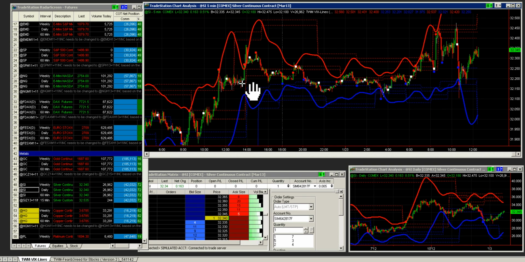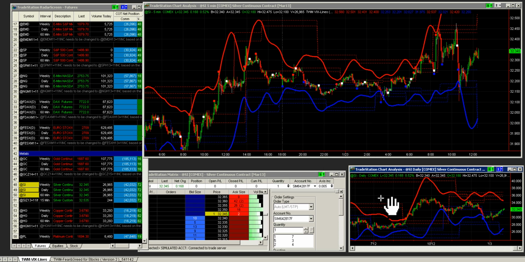Now we look into how we can use VIX lines. I have opened two charts here. This chart is on the shorter time frame, 5 minute. This chart is on the higher time frame, the daily time frame. Of course, we use the daily time frame to define the major trend.